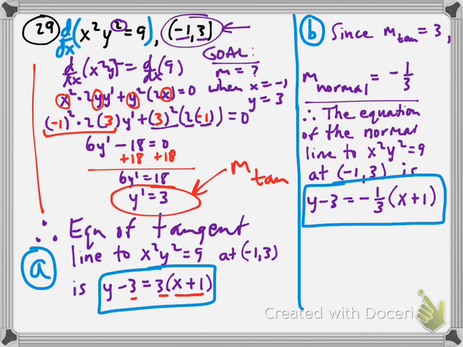Then up here in the upper right hand part of the screen, I said since the slope of the tangent line is 3, the slope of the normal line has to be -1/3, negative reciprocals, and therefore the equation of the normal line to the curve at the point is what you see here in the lower right hand part of the screen. So that takes care of homework number 71.